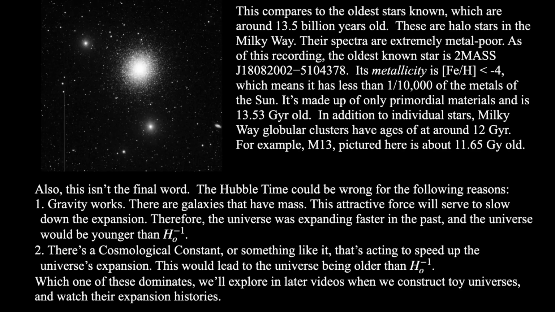Next, if there's a cosmological constant or something like it that's acting to speed up the universe's expansion, then that would lead the universe to being older than the inverse of H naught. And which one of these processes dominates? Is it the slowing down or the speeding up? Which of these dominates we're going to explore in later videos, and we'll construct toy universes and watch how their expansion histories change with time. And that's really interesting because that's really our study: how do we know how fast the universe is expanding or contracting?